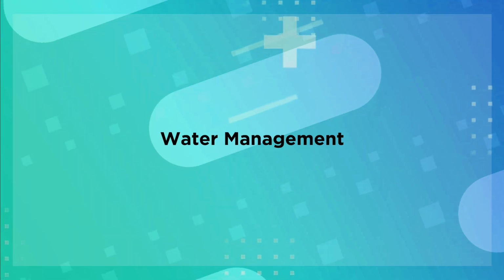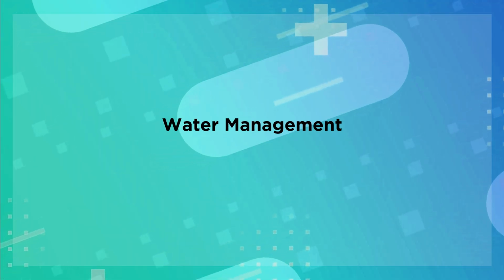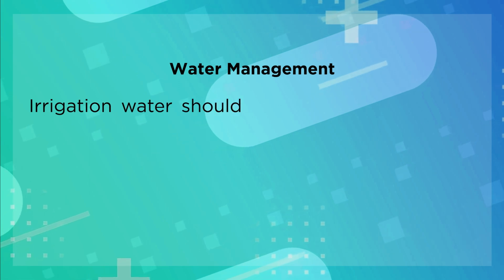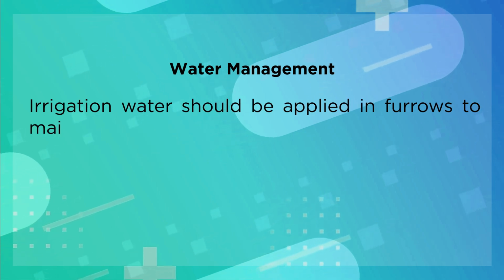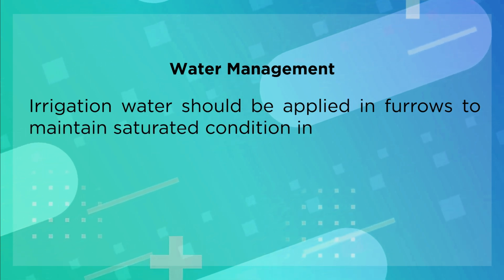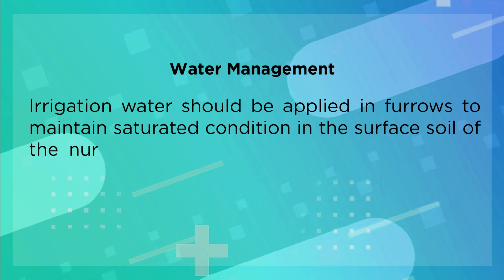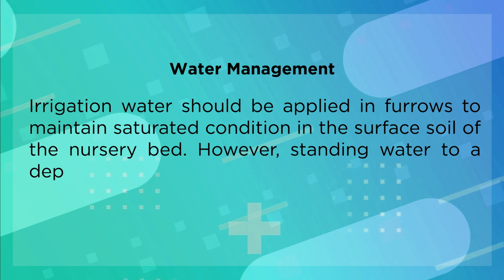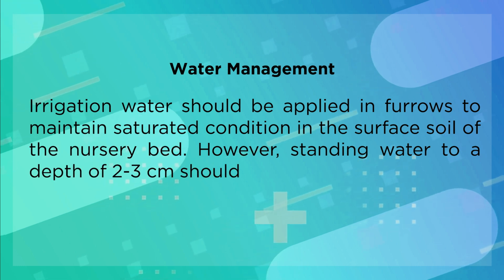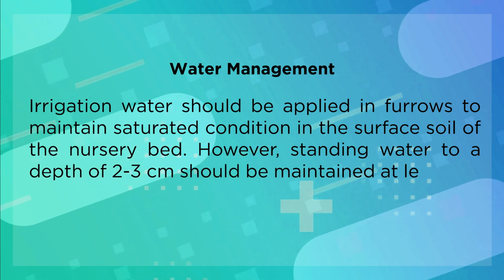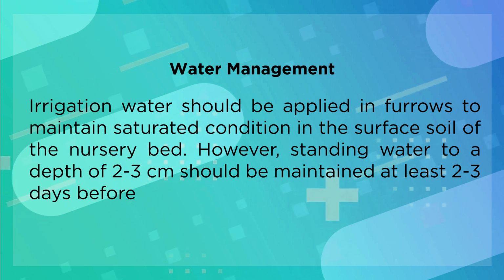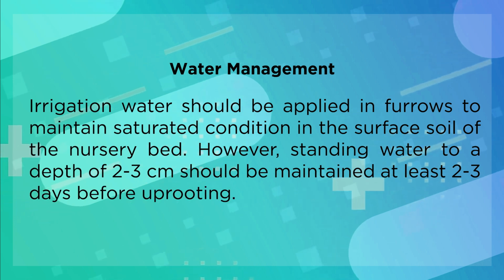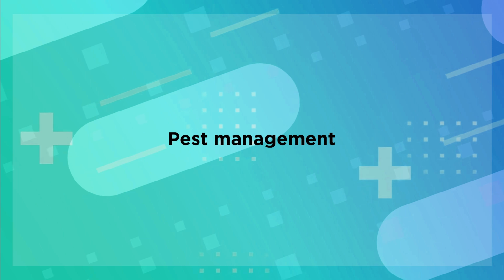The next step is the water management. Irrigation water should be applied in furrows to maintain saturated condition in the surface soil of the nursery bed. However, standing water to a depth of 2 to 3 cm should be maintained at least 2 to 3 days before uprooting. Next step is pest management.